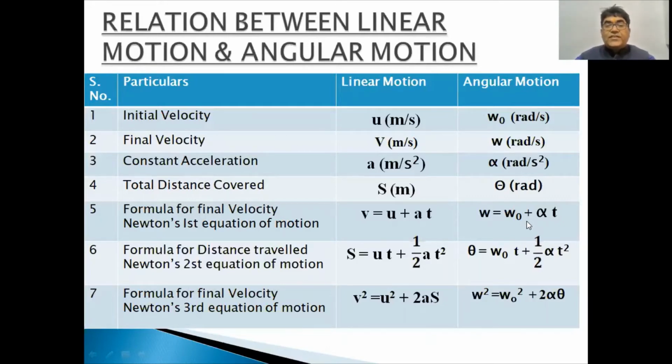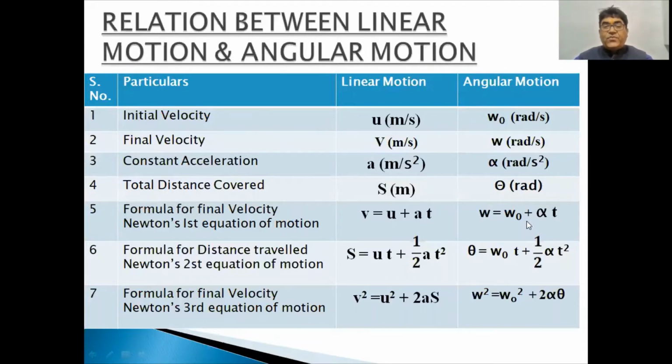The total distance covered in linear motion is denoted by s, and the unit is meter, and the angular distance, or say the angle covered by the object in angular motion, is denoted by theta, the unit is radians. The formula for final velocity, Newton's first equation of motion, is v is equal to u plus at, and in angular motion, the formula is omega is equal to omega 0 plus alpha t.